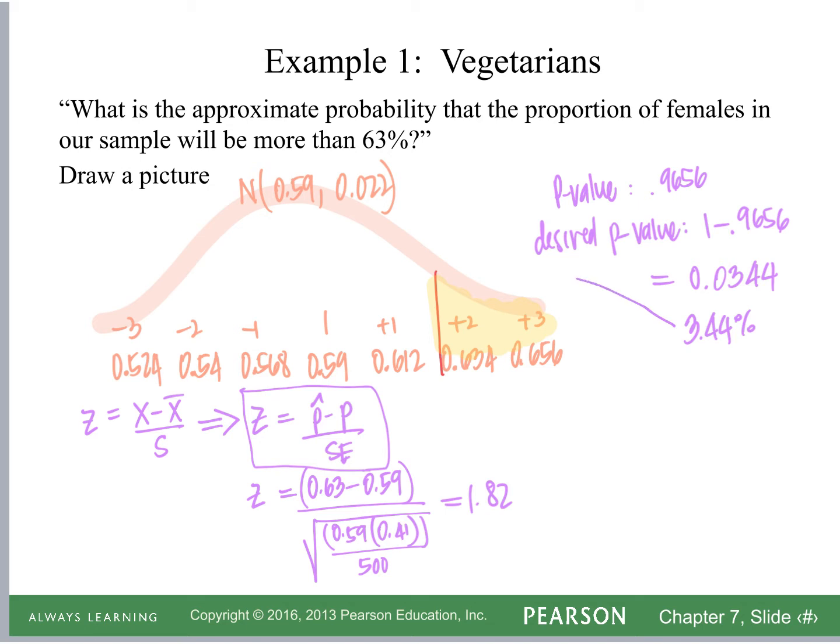And that represents this area right here. So what is the approximate probability that the proportion of females in our sample will be more than 63%? Well, we have a 3.44% chance of there being more than 63% females.